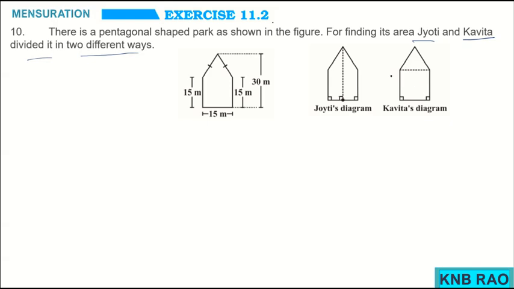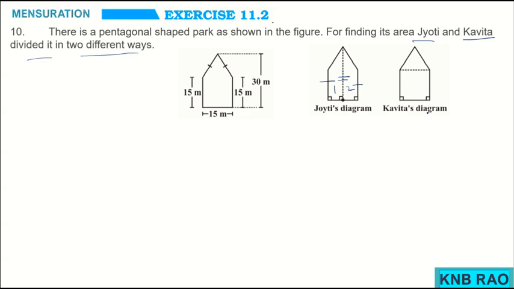In one way, Jyoti is dividing it by dropping a perpendicular from here into two trapeziums. Correct? One way, this 30 meter and 15 meter are the parallel sides. So she divided it into two congruent trapeziums.